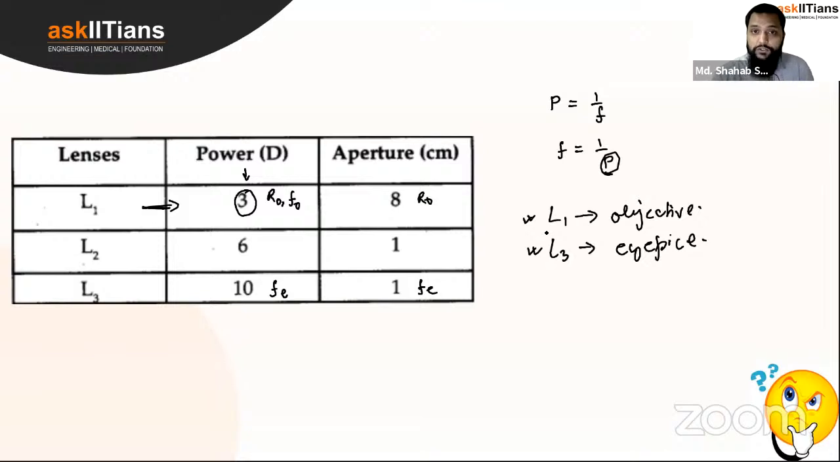Fine, guys. So L1 will be used as objective, and L3 will be used as eyepiece. So please understand, in an astronomical telescope, the objective lens should be of large radius of curvature and large focal length. Eyepiece should have less focal length and less radius of curvature, right? And why eyepiece should have less focal length? There is a reason for this. If you remember angular magnification, in case of normal adjustment, it was D by FE, right? Angular magnification is done by eyepiece. So less focal length means more angular magnification. Better is the lens. That's the reason eyepiece focal length should be less, right? So this is the reason, guys. I hope you guys understand it.